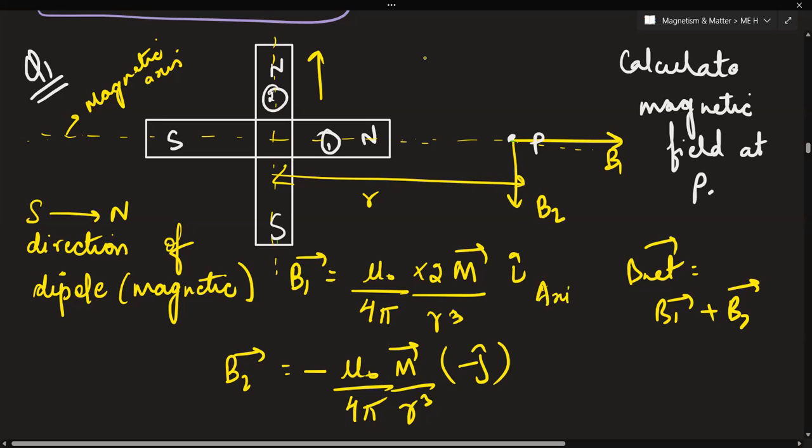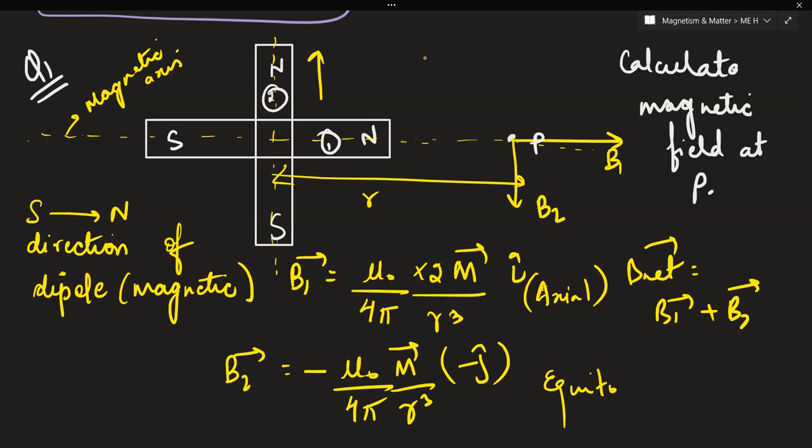This is you have done through axial and this you have done through equatorial. In the exam, no need to write, but just in case when you are revising, you may get confused why you have added two over there and what all. So magnetic moment's direction is from south to north. So here, when you move your cursor from south to north, magnetic field will be opposite, towards the negative y-axis. This is what we have just done till now.